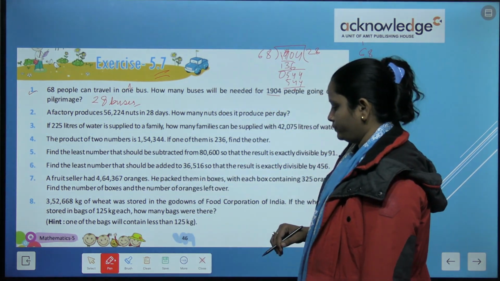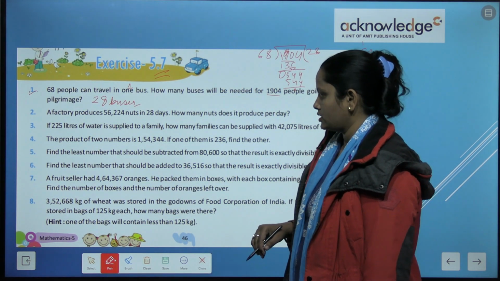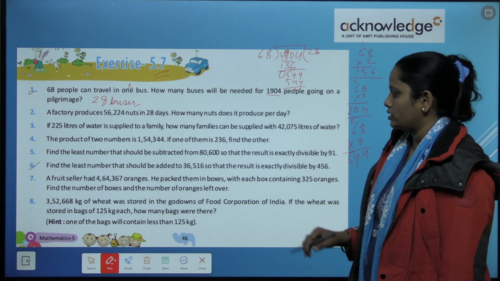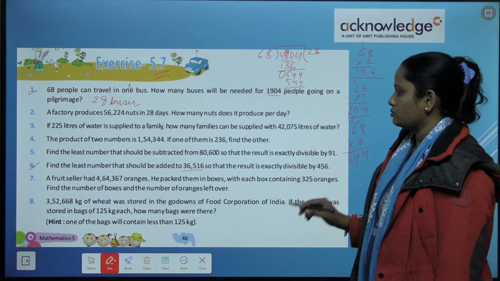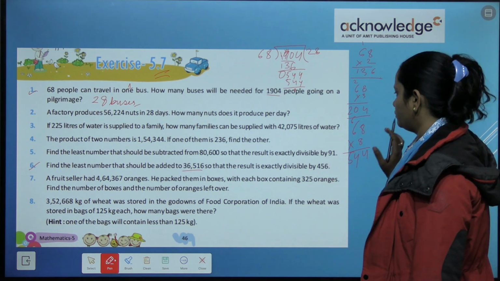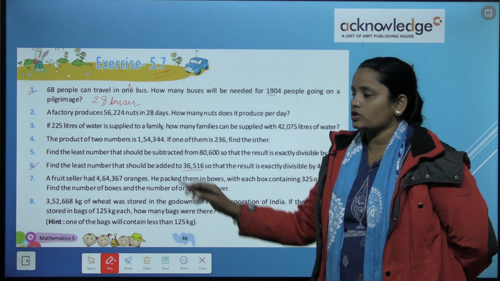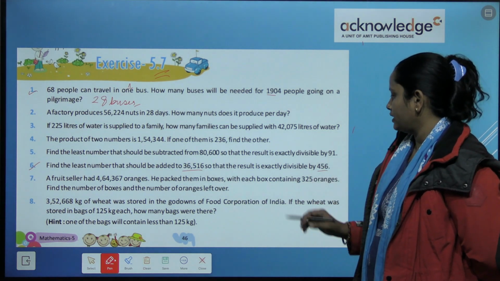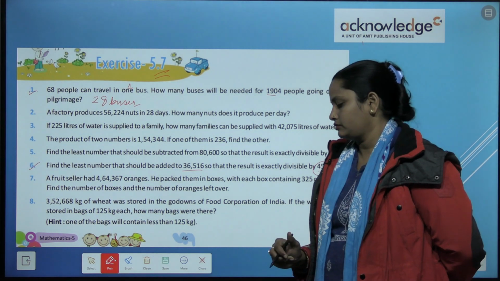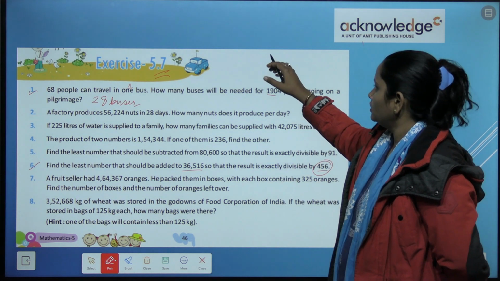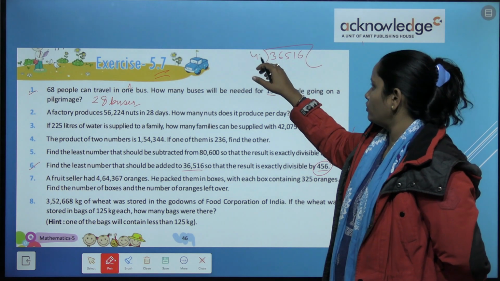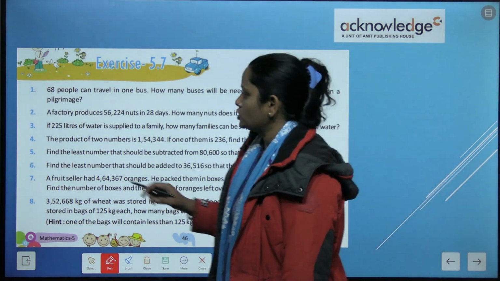Let's do question number 6. So question number 6 is, find the least number that should be added to this number so that the result is exactly divisible by 456. यहाँ पे पूछा जा रहा है कि इस नंबर में कौन सा नंबर हम ऐड करेंगे कि उसे हम डिवाइड करेंगे तो इससे पूरी तरह से डिवाइड कर जाएगा, कोई भी रिमाइंडर नहीं आएगा. So let's divide it by 456.